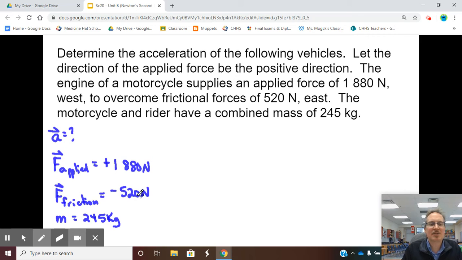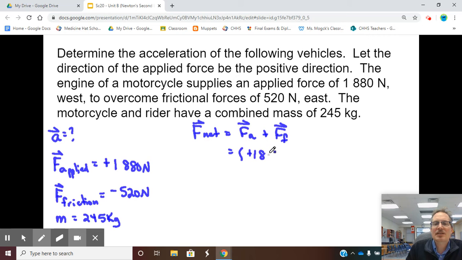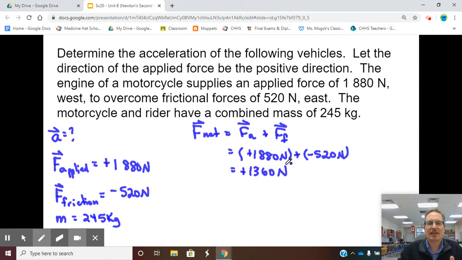So the first thing I need to do is there's only one formula for force applied and force of friction, and that is to find force net. So we're going to add force applied plus force of friction. So I'm going to add positive 1,880 newtons plus a negative 520 newtons, and get a positive 1,360 newtons. And because it's positive, that is moving west.